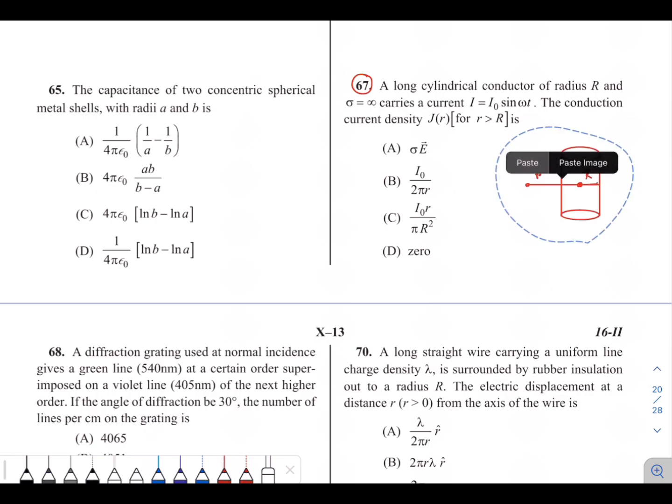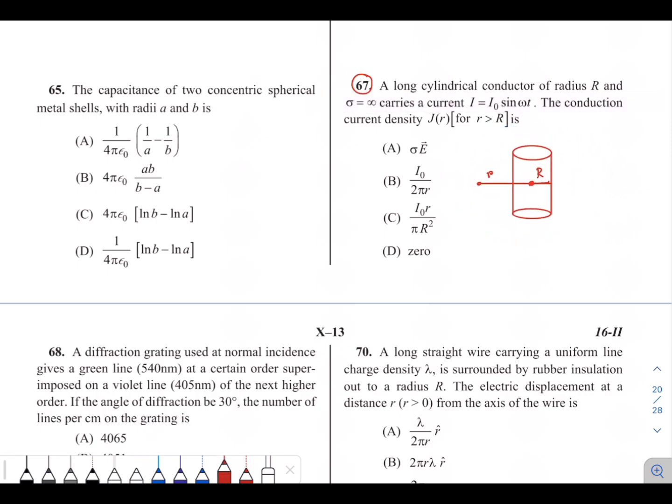So the situation is like this. We have a cylinder and the current I flows through it as I equal to I naught sin omega t, and you have to find the conduction current density J at small r, which is greater than capital R. Since no current flows through this region, the current density will be 0. So option D is the correct answer.